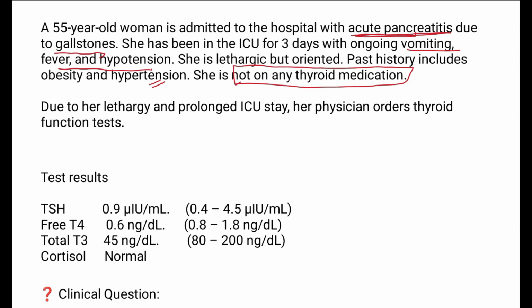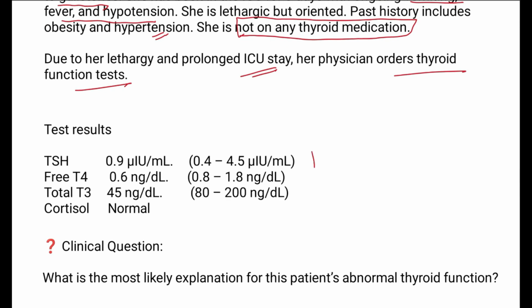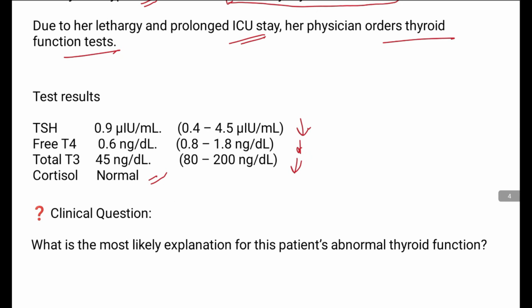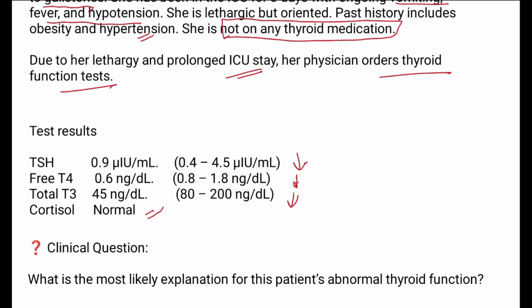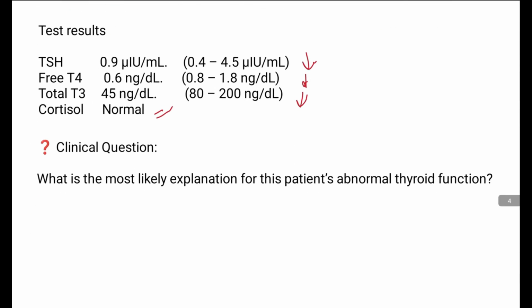Due to lethargy and prolonged ICU stay, her physician ordered a thyroid function test. And this is the test result. The TSH is low, T4 is low, and T3 is also low. Cortisol level is normal. Now the question is, what is the most likely explanation for this patient's abnormal thyroid function? So let's table this for now and understand.